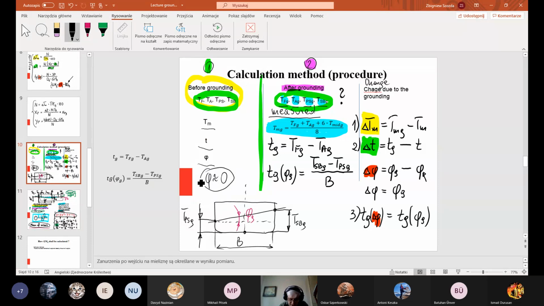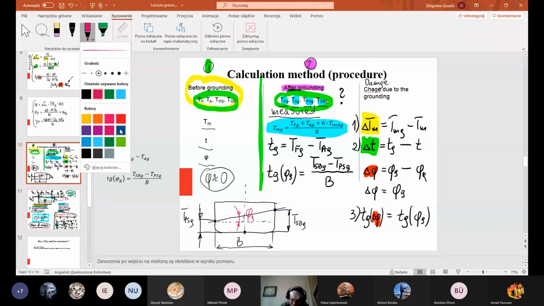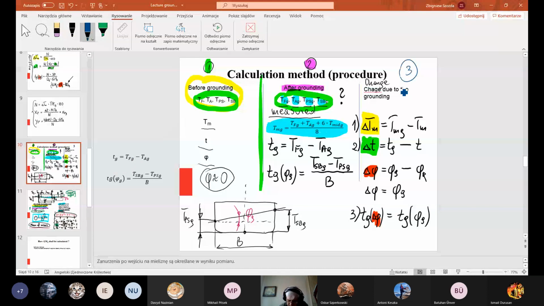Then after grounding we measure, and it is very important, we measure somehow using any method like a rope. We measure drafts. We calculate mean draft after grounding, trim after grounding, and angle of heel after grounding. And we have two sets of data for further calculations. And the third step here should be obvious for everybody. Number 3. What did I calculate here?